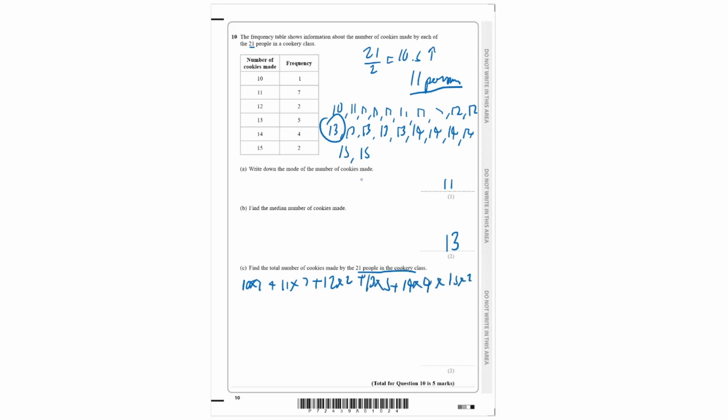We can simplify this. 10 times 1 is 10, plus 11 times 7 is 77, plus 12 times 2 is 24. We have 13 times 5, which is 65. We have 14 times 4, which is 56. And we have 15 times 2, which is just 30. So we add 30 here.